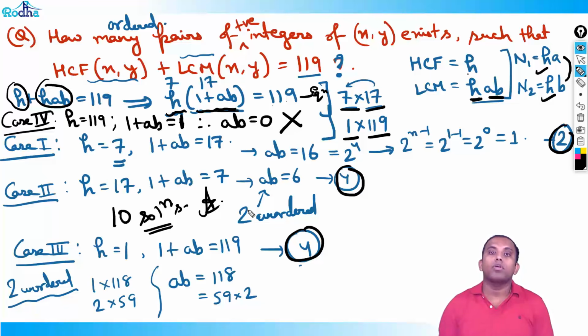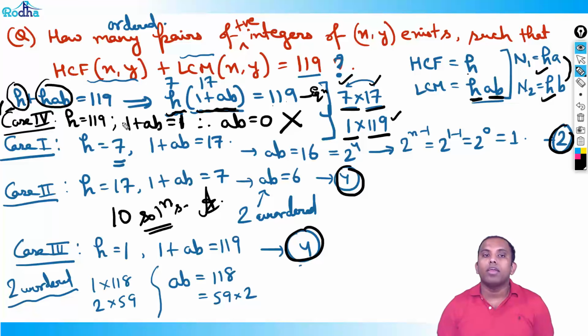So you can sense that there will be 4 cases here. Why 4 cases? Because one time H is 7, then 1 plus AB is 17, and in the reverse, second case, 1 plus AB is 7, so H is 17. Similarly, 2 cases here also: H is 1 and 1 plus AB is 119, and the reverse, H is 119 and 1 plus AB is 1, right? That reverse case, case 4, is not possible.